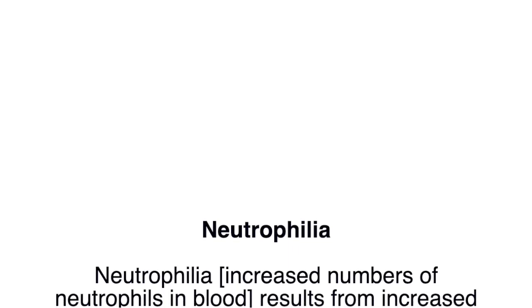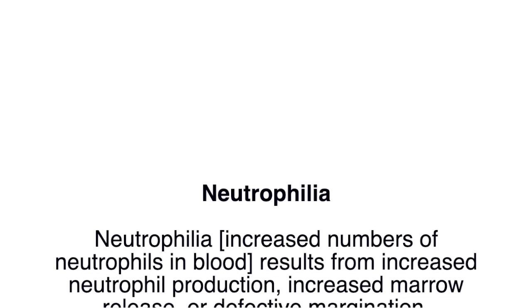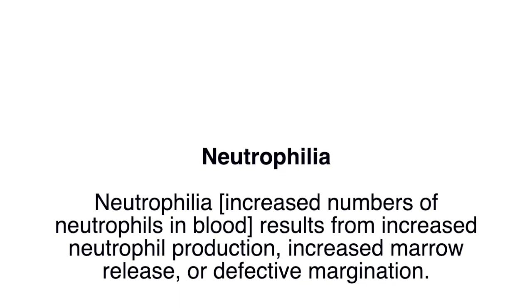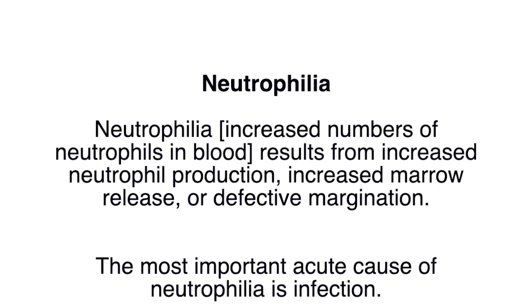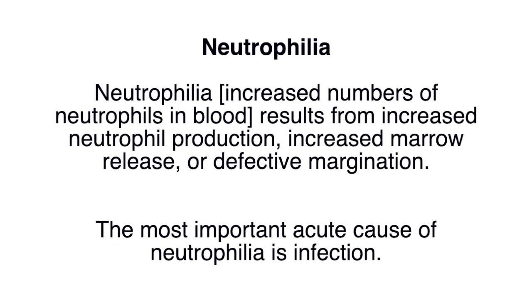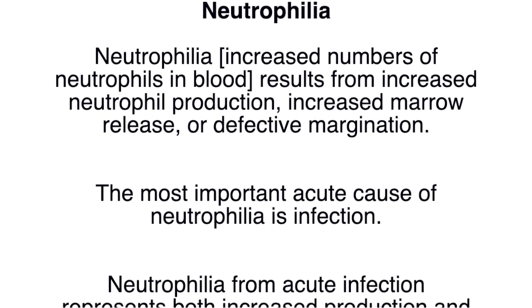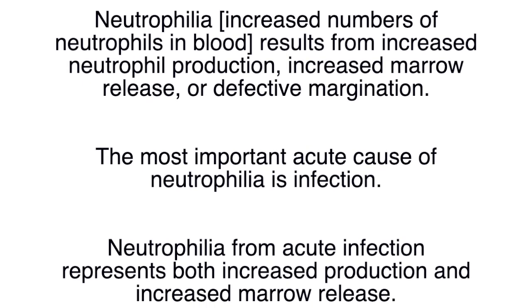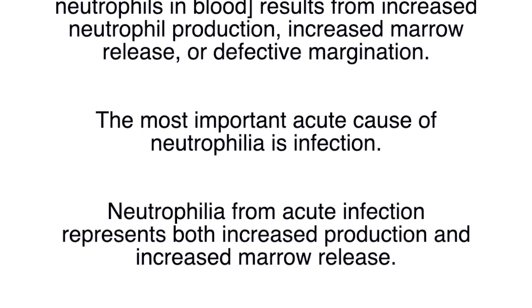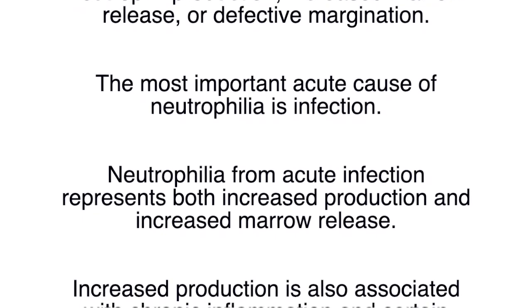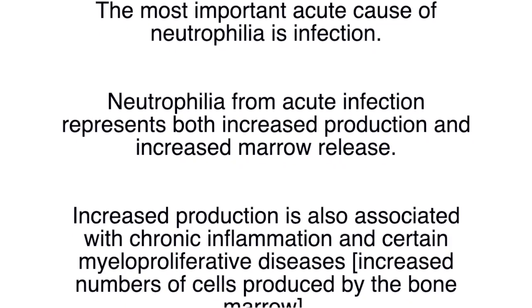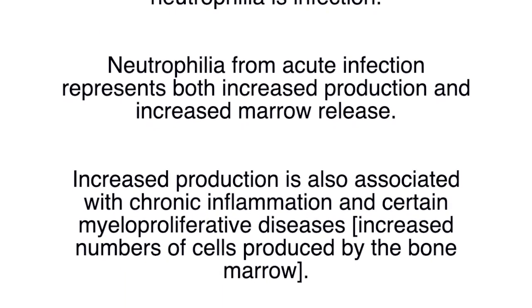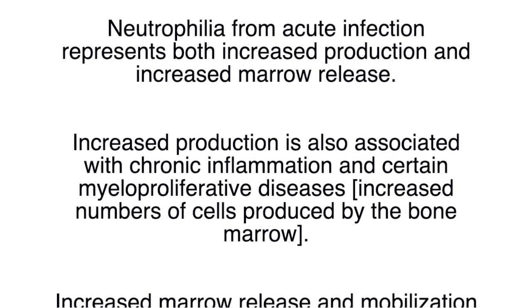Neutrophilia. Neutrophilia, that is increased numbers of neutrophils in blood, results from increased neutrophil production, increased marrow release, or defective margination. The most important acute cause of neutrophilia is infection. Neutrophilia from acute infection represents both increased production and increased marrow release. Increased production is also associated with chronic inflammation and certain myeloproliferative diseases, that is, increased numbers of cells produced by the bone marrow.